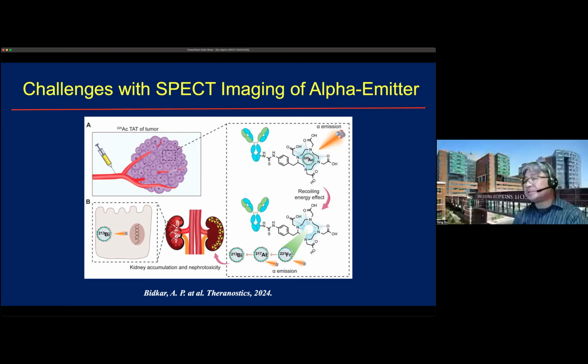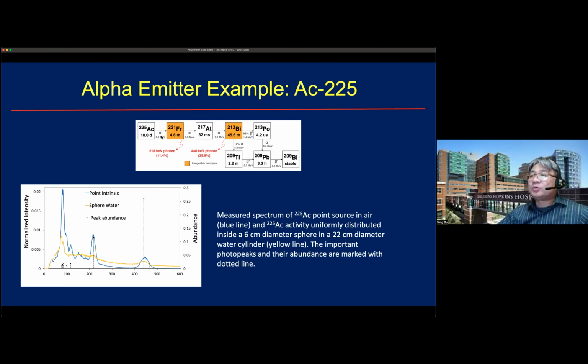Again, this shows the full decay scheme of actinium-225. We can see there are multiple daughters, and there are two peaks, one at 218 keV and one at 440 keV. The 218 keV is from francium, the immediate daughter of actinium, and the 440 keV is from bismuth, which has a 45 minute half-life. Because the half-life of francium is short, its distribution usually closely mimics the distribution of actinium. But due to the circulation and the free ions accumulating in the kidney, the bismuth distribution is usually different from francium and actinium.